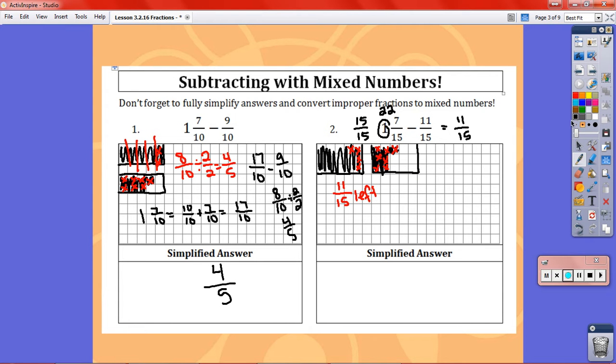And then let's show it with tally marks just for good measure. So a whole is 15, so we have one whole. 1, 2, 3, 4, 5, 6, 7, 8, 9, 10, 11, 12, 13, 14, 15. That's a whole. And we also have 7/15. 1, 2, 3, 4, 5, 6, 7. And we get rid of 11. So we get rid of 5, 6, 7, 8, 9, 10, 11. So you can see we don't have a whole left anymore because a whole is 15. We have 1, so that makes 5, 10, and 1 is 11. 11/15 is our answer.